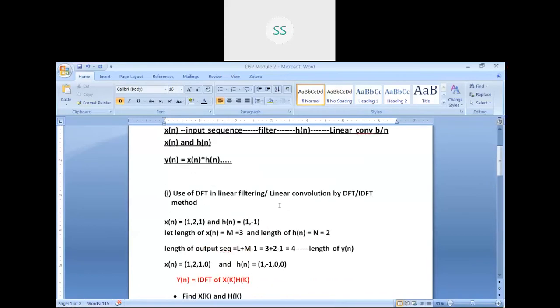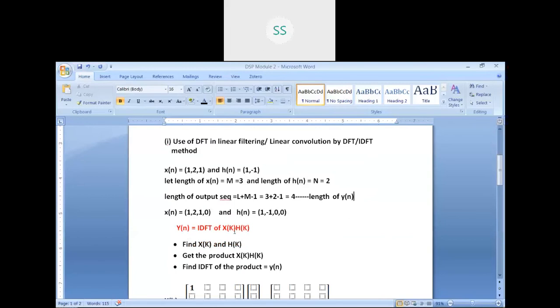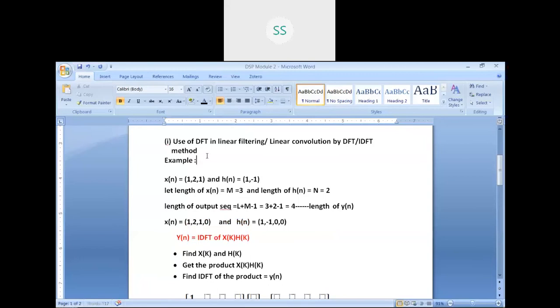But particularly when we are using DFT IDFT methods, one restriction has to be applied regarding the length of the sequences that are convolved. So what is that restriction? First you have to find the length of the output sequence y of n. For example, here I have taken one example to show how exactly this calculation is done.